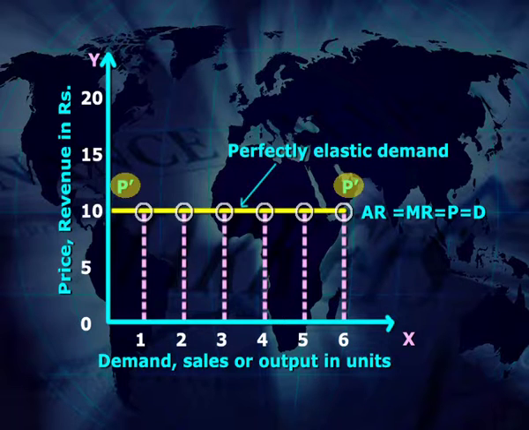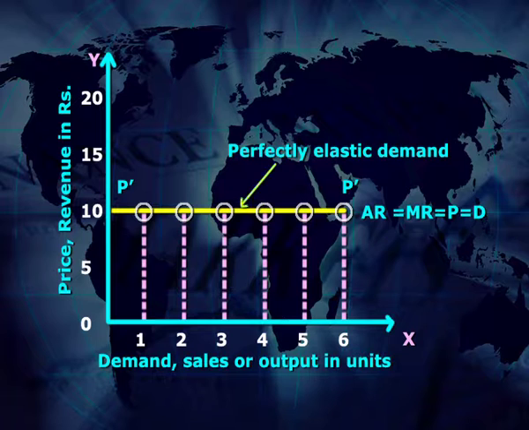Therefore, in this diagram P dash is the price line or average revenue line or marginal revenue line of the firm, and this line is parallel to the OX axis in this diagram. Because at any level of sales there is no change in the market price, which is ₹10 for the commodity.